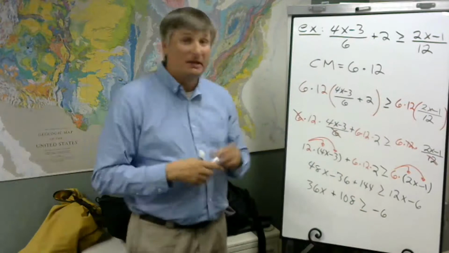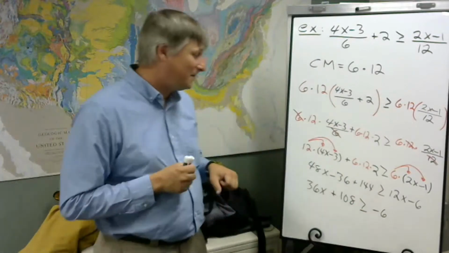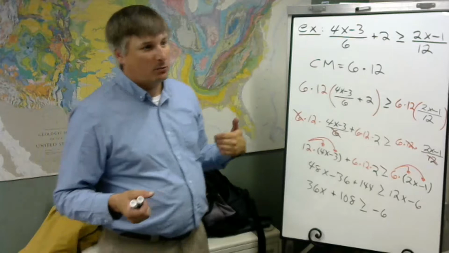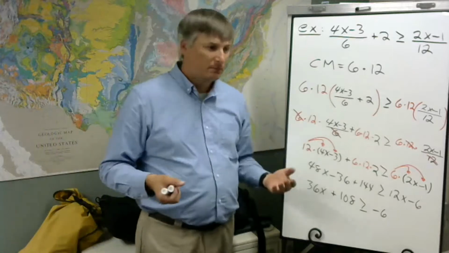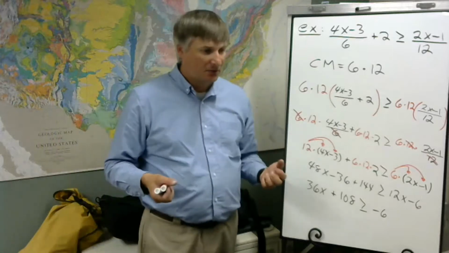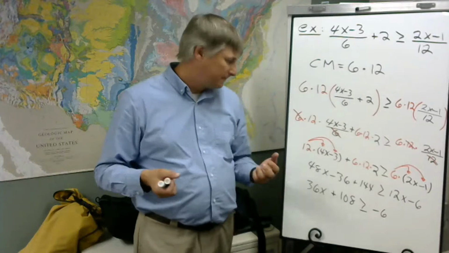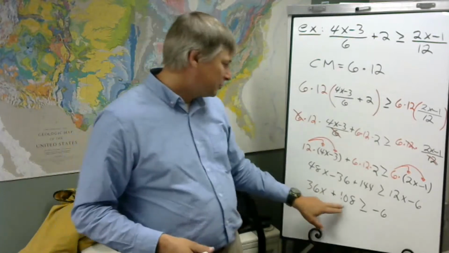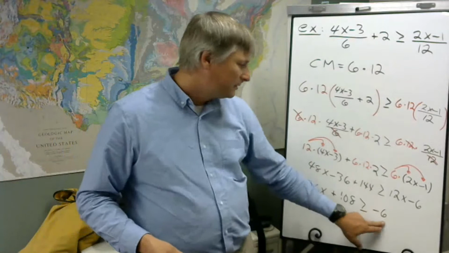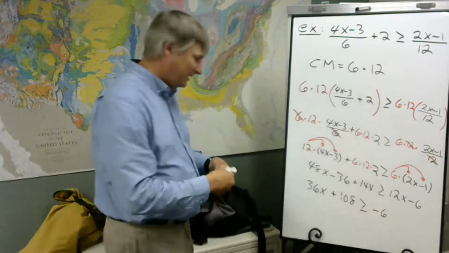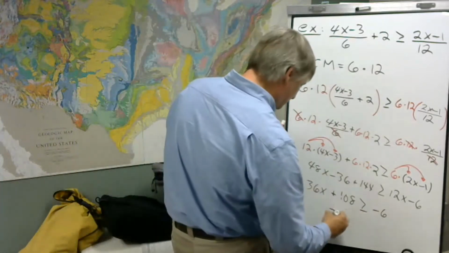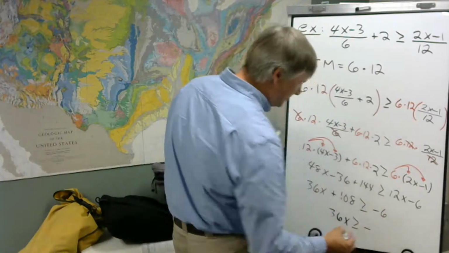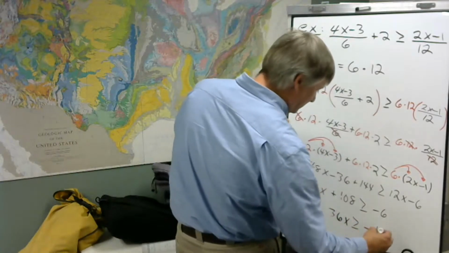Just check my arithmetic. It is in the morning, so I want to make sure I haven't made a mistake. So 144 subtract 30 will be 114. 114 subtract 6 would be 108. 108. So we're good. And then we're going to subtract 108 from negative 6. So that's going to give us 36x is greater than or equal to negative. Oh, we go back to 114.